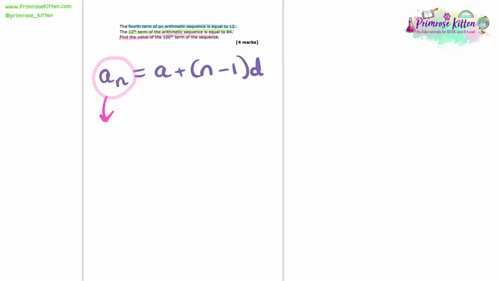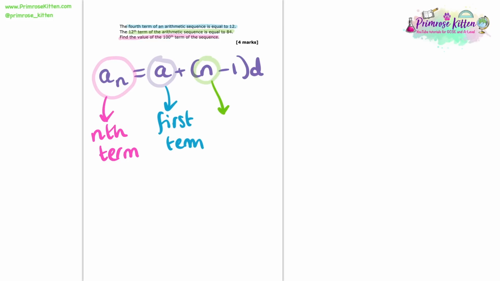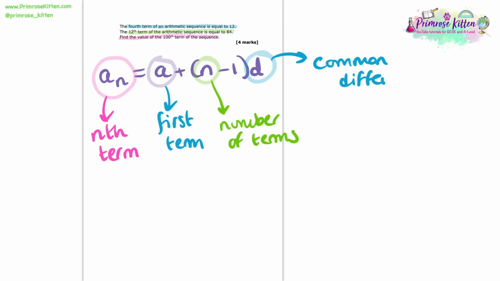Now the a_n in this case is our nth term, so say our 4th term or our 12th term. a is the first term of the sequence. n is the number of terms in your sequence. And d is our common difference, so by how much each term goes up compared to the last. Now, this equation and knowing what each of these parts of it mean is very important for GCSE maths, because in a question like this, you need to put it into practice.